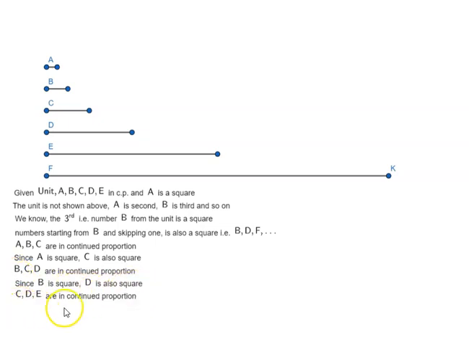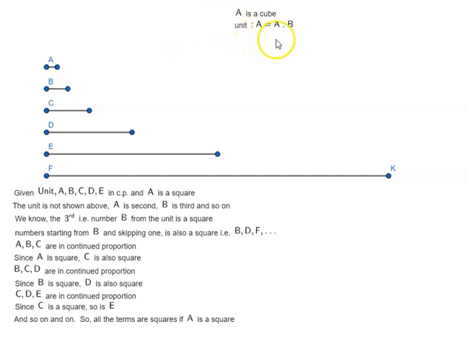Now you got the idea, I think. Take the next three numbers. C, D, E are in continued proportion. Since C is square, E is also square. Depending on the number of numbers we have been given in continued proportion, we can keep doing this and we will find that all the terms are square if A is a square. Now, the proposition doesn't stop there. It says that if A is a cube, then the rest are also cubes. So let's start. A is a cube.